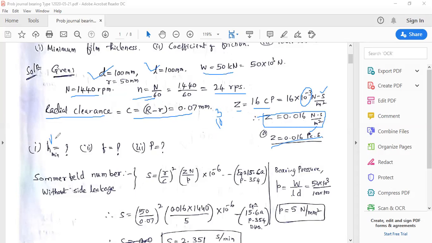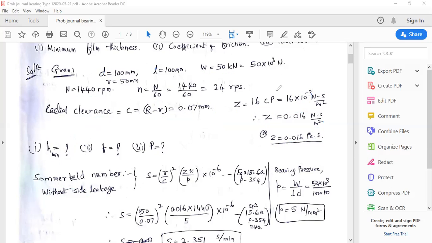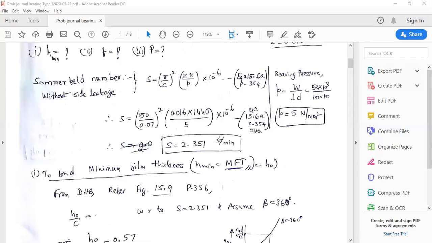We have to calculate the minimum film thickness, which is h minimum, and at the same time this h is also denoted by the notation h naught. For the calculation of h minimum, we have to refer to the graph. For that purpose, we require the calculation of the Sommerfeld number. The Sommerfeld number is one of the important parameters here, which is required to refer to the graphs.